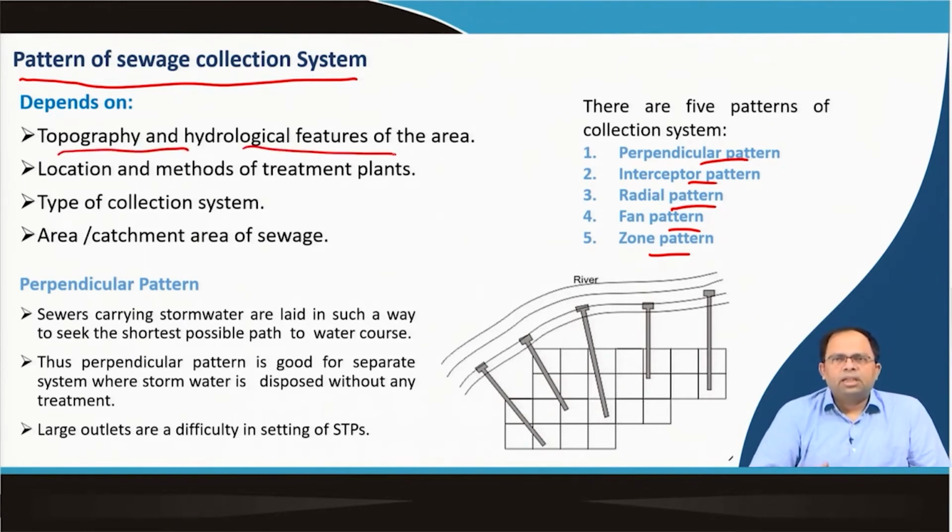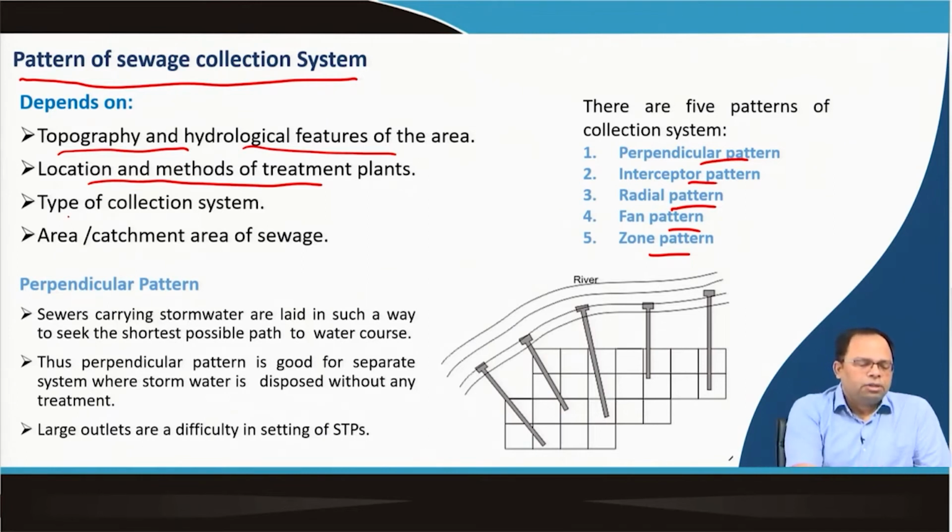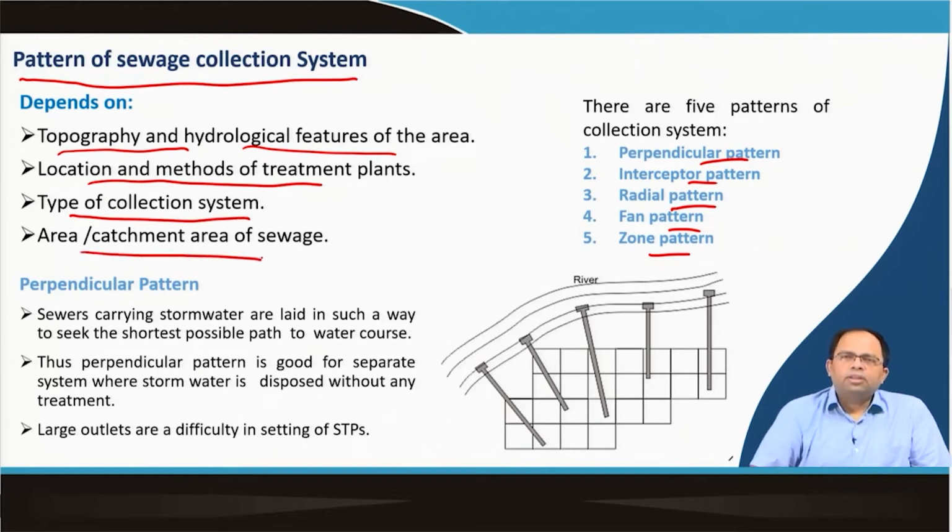So, these are the primary two concerns. Then location and method of treatment plants, what kind of treatment method we are using. If we are using a sewage treatment plant which releases effluent into the river, then obviously we will have a certain kind of system, whereas if it is practicing sewage farming, then obviously we will have another kind of layout. So, type of collection system and also the catchment area of the sewage. All these things play a role in determining what kind of system we are going to lay.